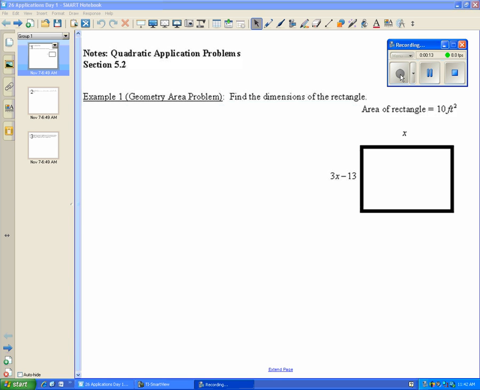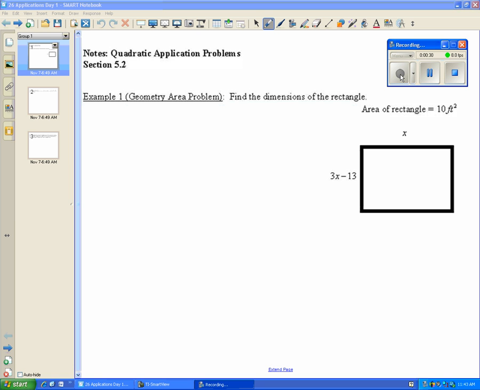What we're doing now is we're going to look back through Chapter 2, and we're going to do a section on applications. Everything we've done in Chapter 5 is quadratic equations. And let's look at applications of quadratic equations when it comes to real-world things.